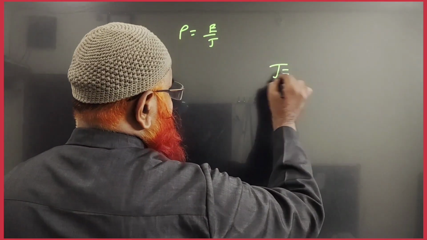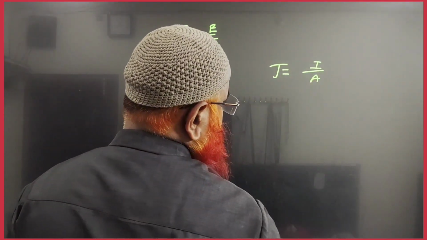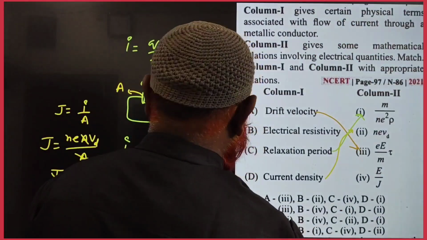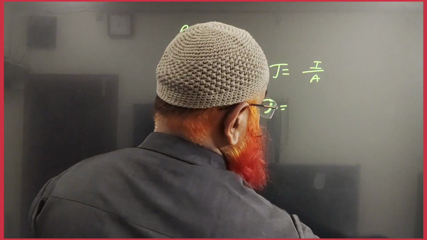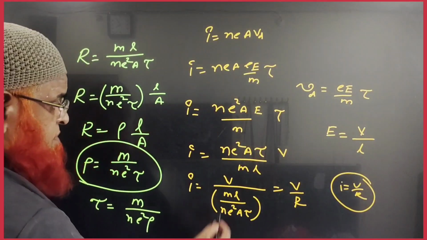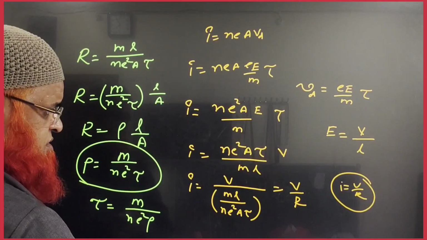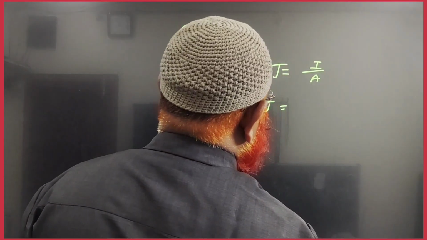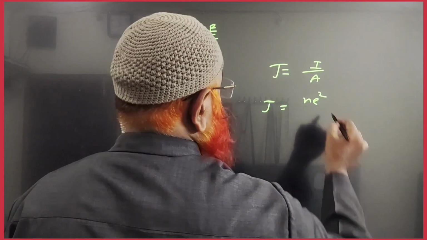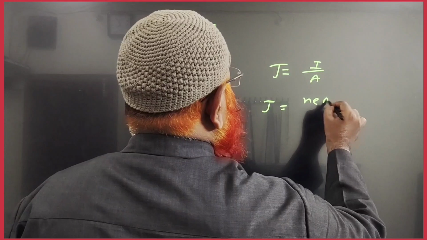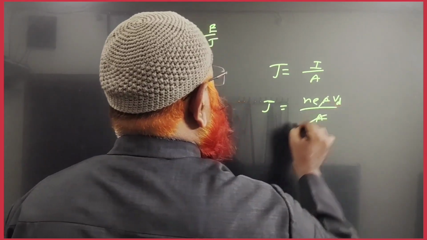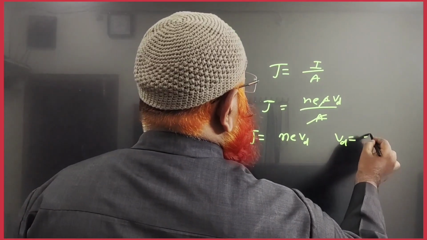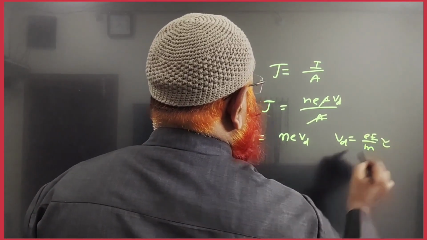First of all, you should know that current density is nothing but I by A, current passing per unit area. And you should know the value of I we just now got. I is equal to NEA VD, divided by A, A gets cancelled. So J is nothing but NEVD, but just now we got VD is nothing but E into capital E by M into tau here.